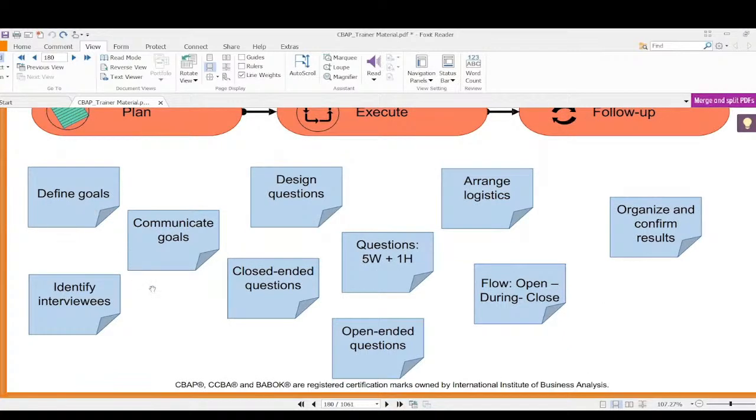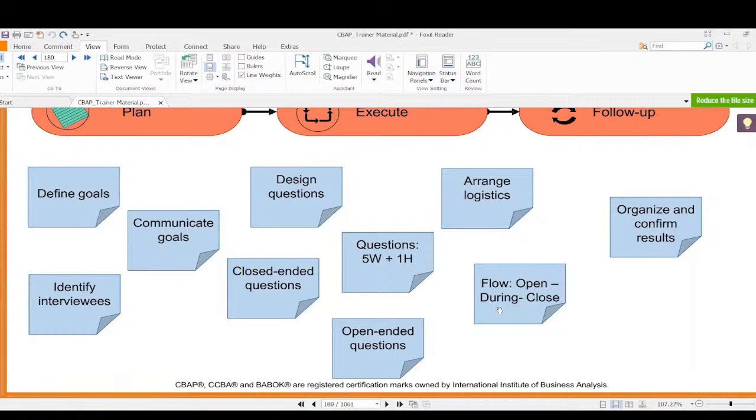How does it help? You actually define the goal. You communicate the goal. You identify interviewees. Design questions. You have closed-ended questions also, and then five W questions like what, why, when, where, and all those W's, and one is how. Those kinds of questions can be framed. These are open-ended questions. Arrange logistics if you need to arrange some meeting room, or the interview is located in a different place, all of that.